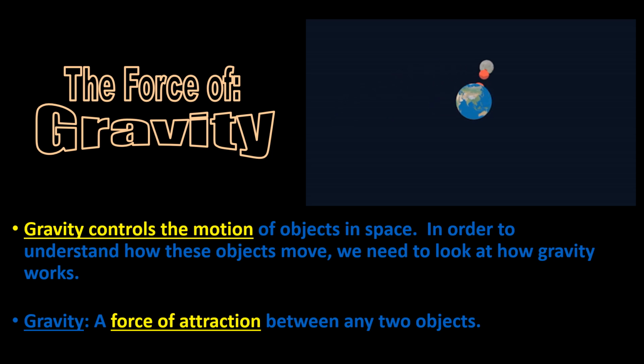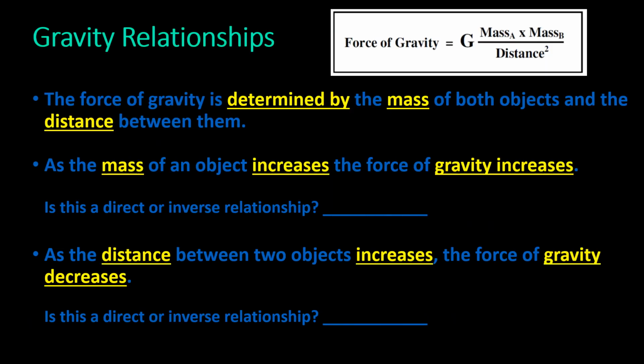So let's go ahead and take a little bit more look at gravity here. Now there's an equation for gravity, and the equation is that the force of gravity equals G, which is a gravitational constant. It's a defined number. We're not going to need to worry about what it is, but it's just a number that's always going to be there. And that gravitational constant gets multiplied by the mass of one object times the mass of the other, but divided by the distance squared.